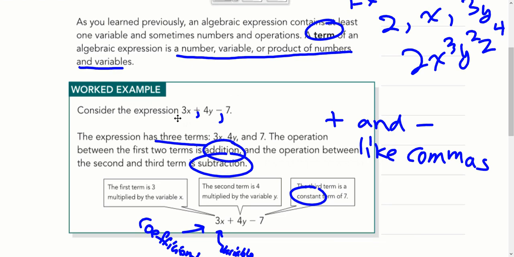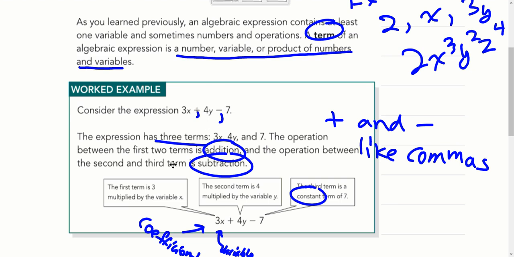I think of it as glued together, clustered together by multiplication. Addition and subtraction are the commas. So anytime I see an expression, I'm visualizing that addition sign or that subtraction sign as a comma in my list. So that would mean I've got 3 terms here.